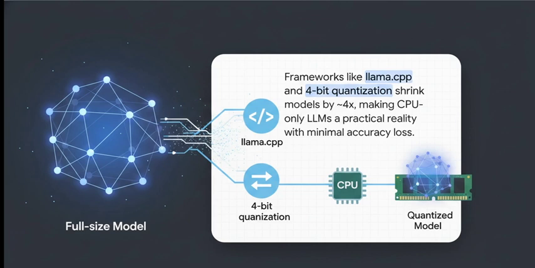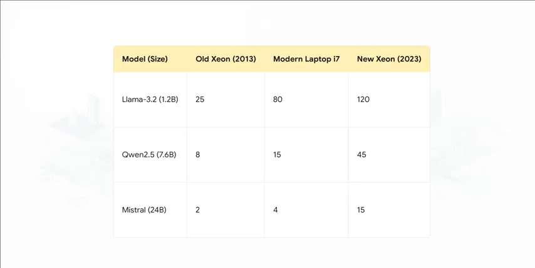Now think of quantization like this. It's like taking a massive high-resolution photo and compressing it into a much smaller JPEG. Yeah, you lose a tiny bit of imperceptible detail, but the picture looks basically the same. Quantization does that for AI models, shrinking them down by about 4 times, which means they can actually fit into your computer's RAM and run directly on the CPU. It's pretty incredible. And look, this isn't just a theory. The proof is right here in the numbers.